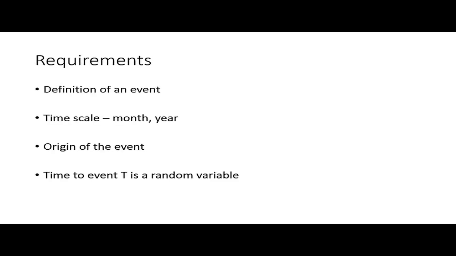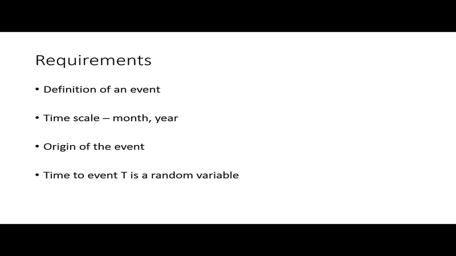There are a few requirements. First, there should be a clear definition of an event. What is death? What is default? What is getting a job? There should be a clear cut definition of that, and should not be any confusion at all. Then the time scale. Are we measuring in terms of months, years or days? That is very important and should be clearly defined.